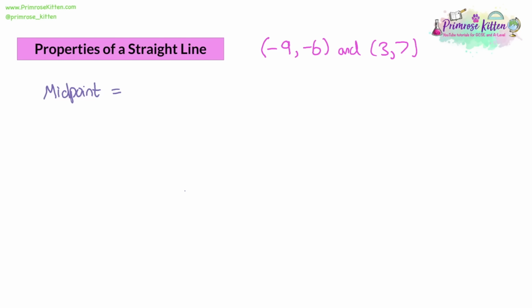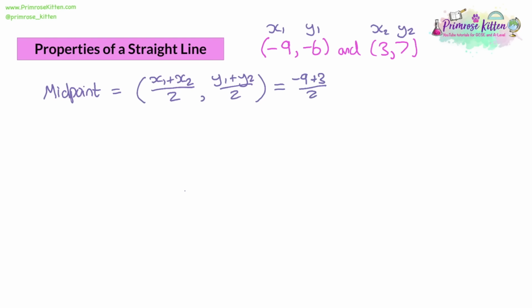So the way to do it is for the x coordinates, add them together. Let's say we've got x1 and x2. So let's say our first set of brackets is x1 and y1. Our second set of brackets is x2 and y2. Add the x coordinates together and divide by 2. And then do the same thing with the y coordinates. That's going to give us -9 plus 3 divided by 2. And it's going to give us -6 plus 7 divided by 2. And so we work that out.